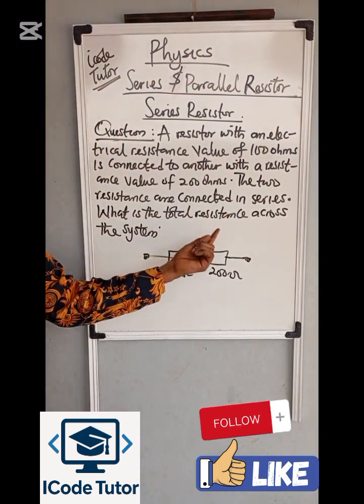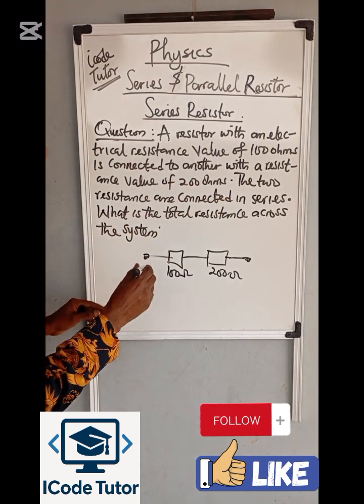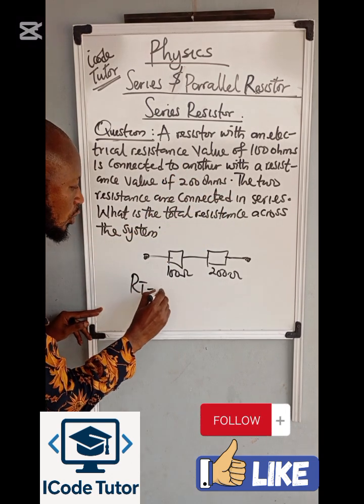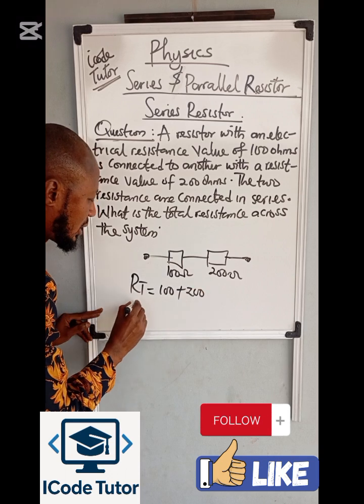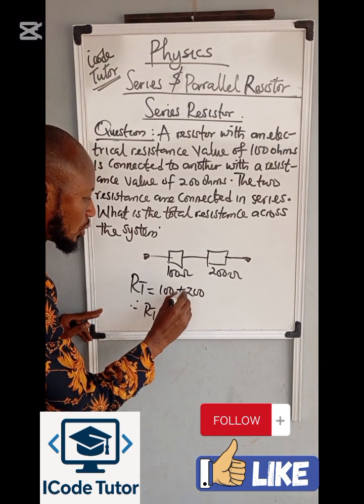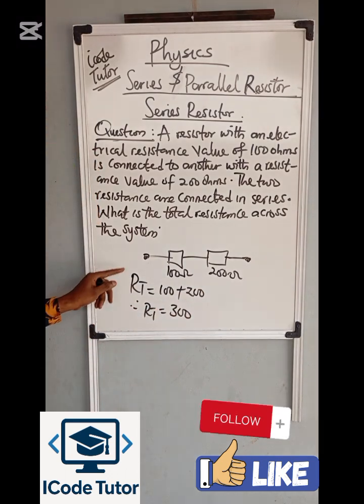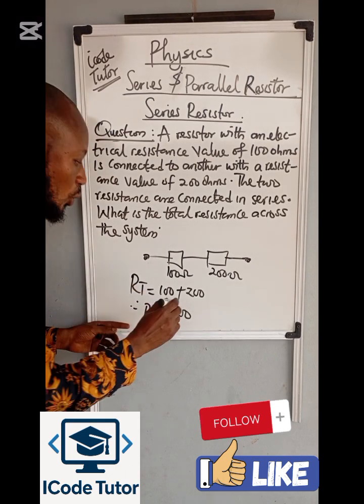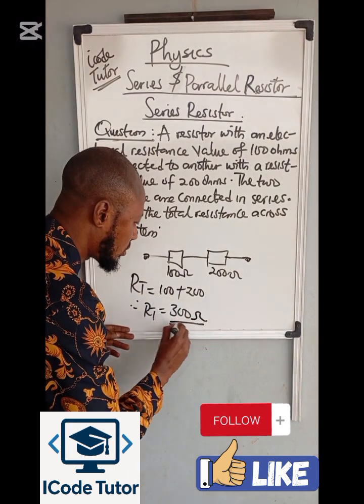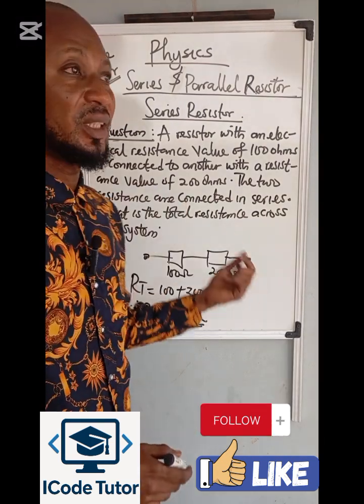Now, from here, we have to calculate the total resistance. That means that R total equals 100 plus 200. Therefore, our total resistance equals 300. That means that you make sure you put the unit of resistance. What is the unit of resistance? It is ohms. Now, that is all about this particular question.